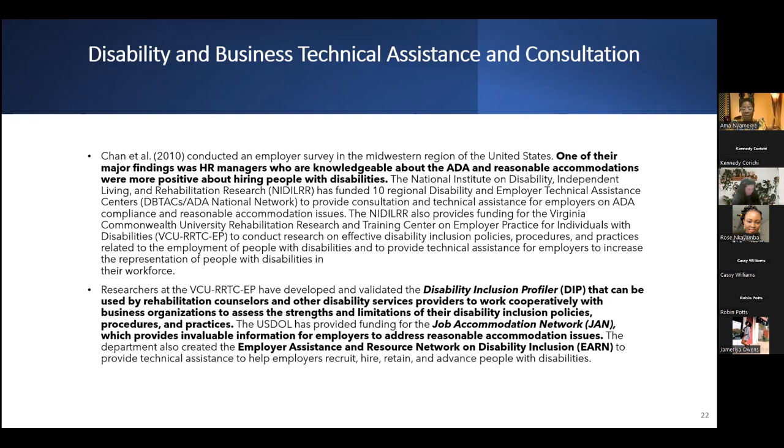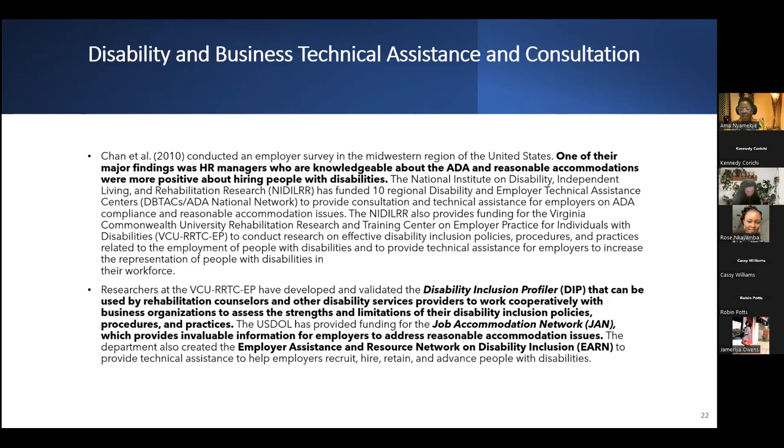So are you familiar with the JAN, Job Accommodation Network? Anybody ever looked at that or used it? It has a lot of information on there. It's excellent. You can type in any condition, and it's going to give you a whole lot of resources in terms of legal information, what the client can have, websites, assistive technologies, apps. It's wonderful. They have a lot of information.